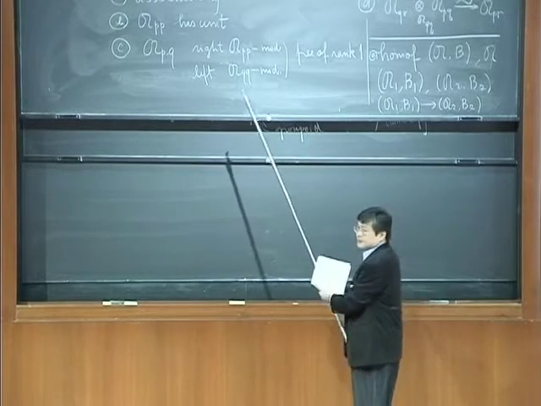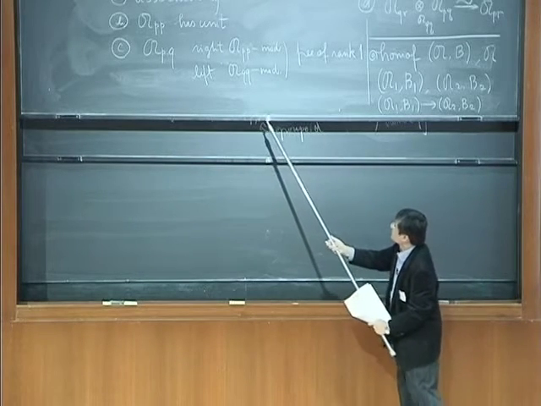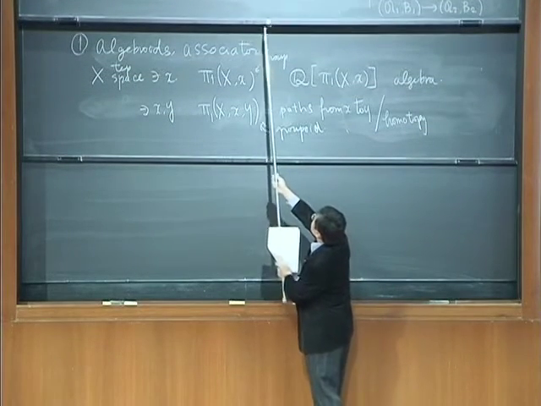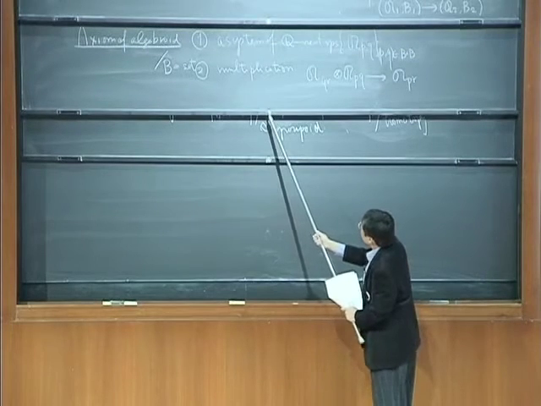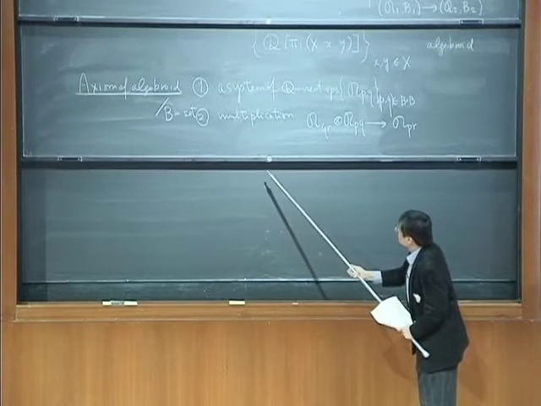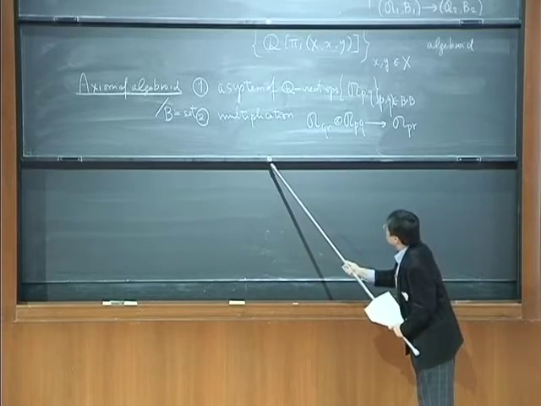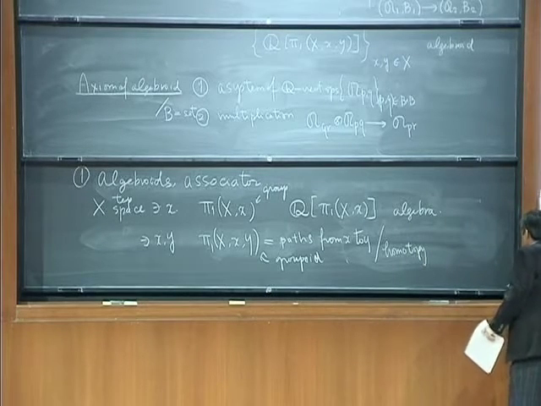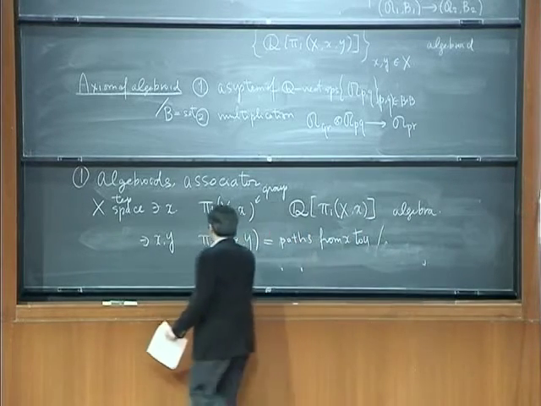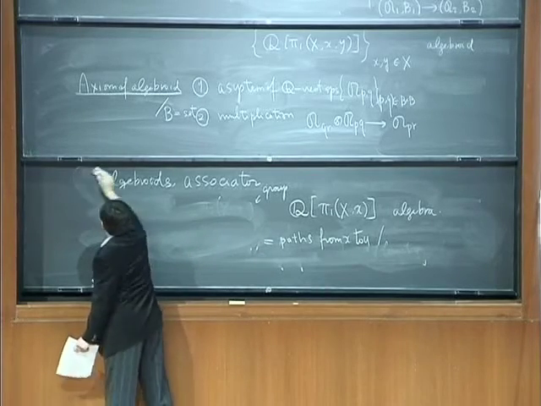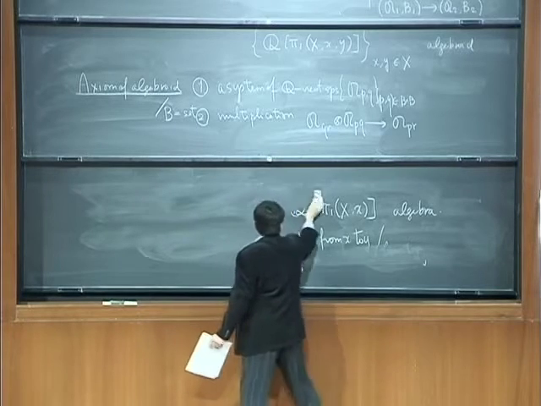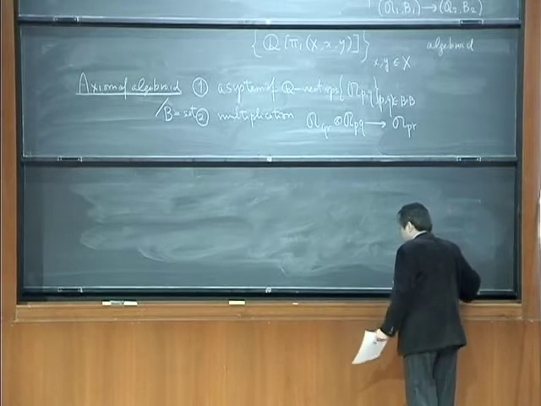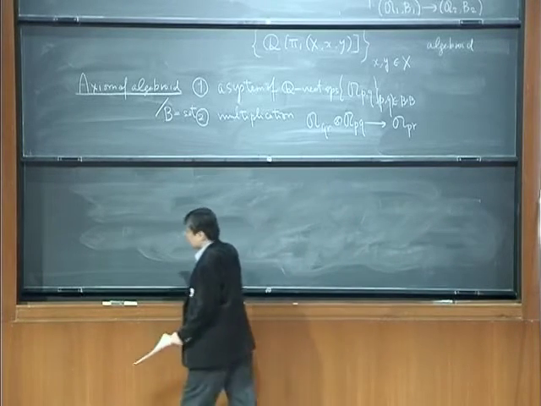B is base point, some subset of base point. How to do that? And also we can define a module of algebroid. Module over algebroid. The dependence of base point is very important in my talk.